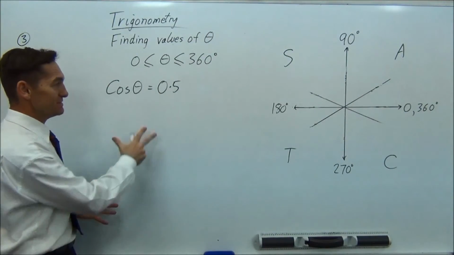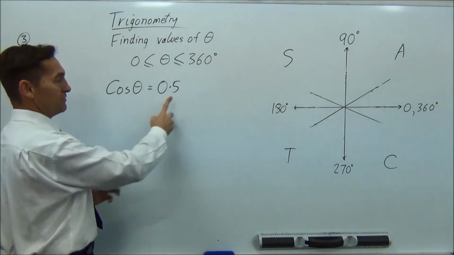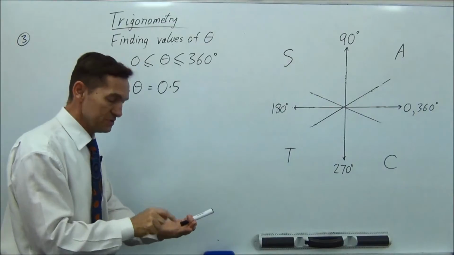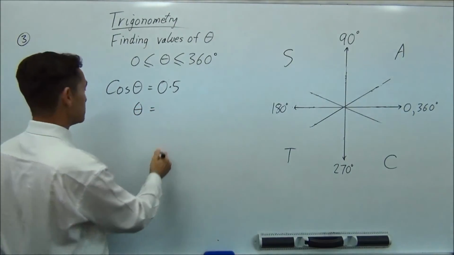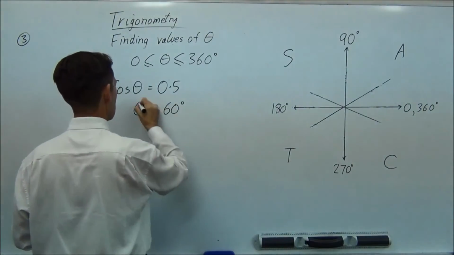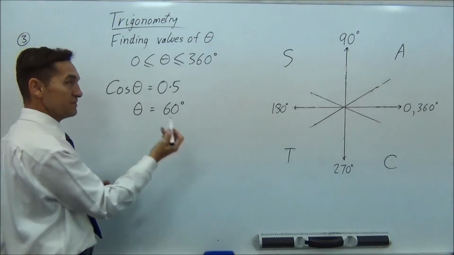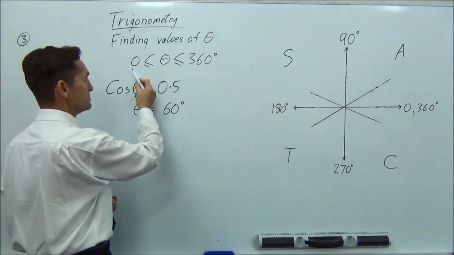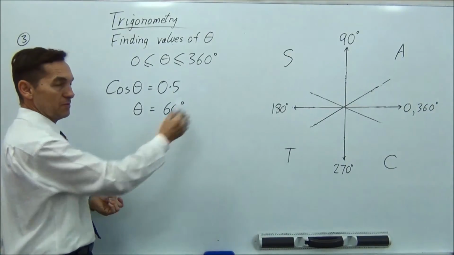G'day again, so back for part 3, and this time we're going to do cos. We've done sine and tan, so let's go again. Cos theta equals 0.5. What do we do? Grab the calculator, shift cos 0.5, and we get theta equals 60 degrees. And we know that's going to be one of the answers because it's between 0 and 360, so 60, and that's our number we put in our diagram.